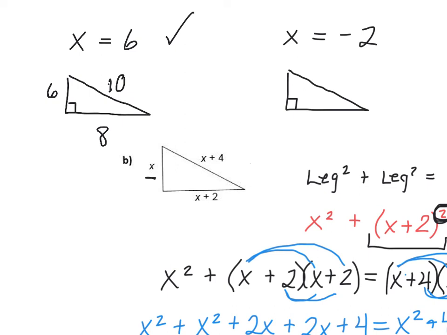Now, for -2, since this value on the left is just x, I'm claiming that this leg has a length of -2. Well, the problem is you can't have any negative lengths or any negative distance. So that tells me that x equals -2 is not a valid solution. So in this case, there really only is one solution, and that is x equals 6.